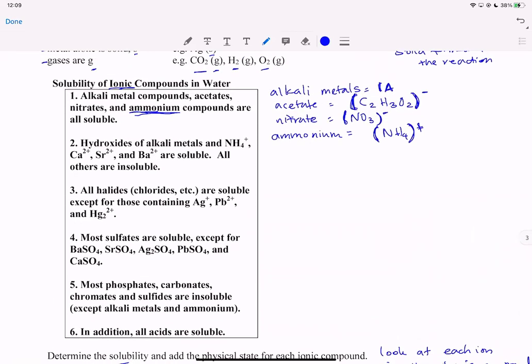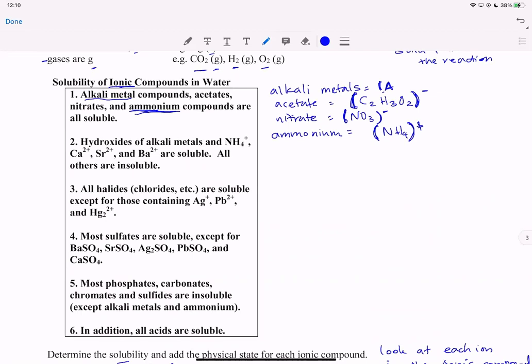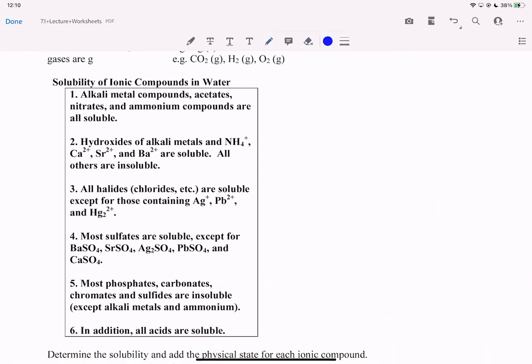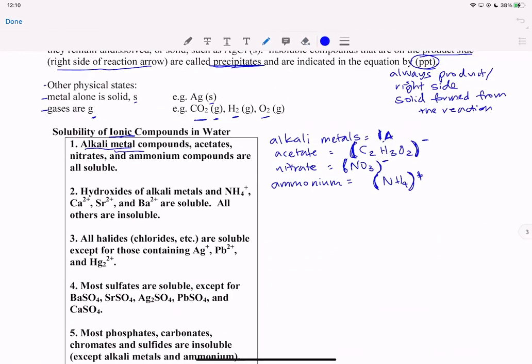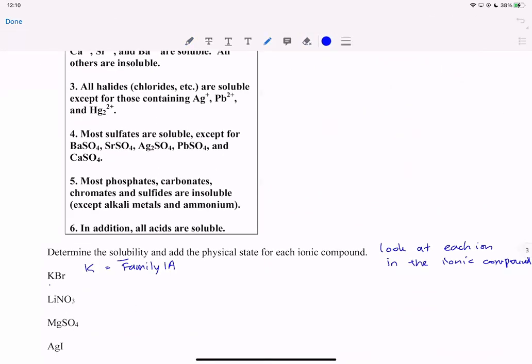So this is rule 1 that says alkali metal compounds, that's family 1A. So that's why it was useful if you had written that from the video. So alkali metal compounds, anything with a family 1A metal, this will be soluble, okay? So this means that because this has the potassium ion, this K plus is in family 1A, this is rule 1, which says that it is soluble. So that means you could write the entire compound KBr with an AQ.